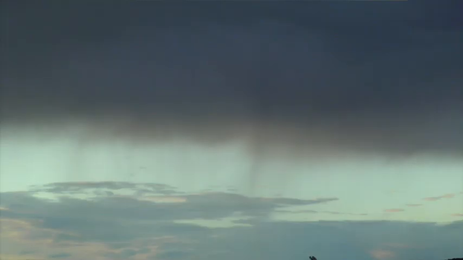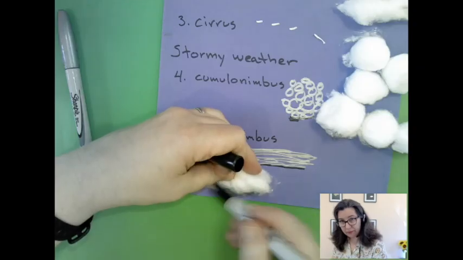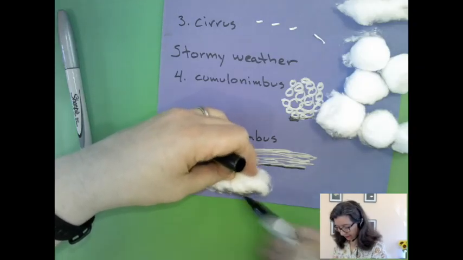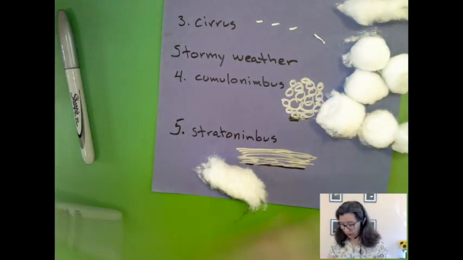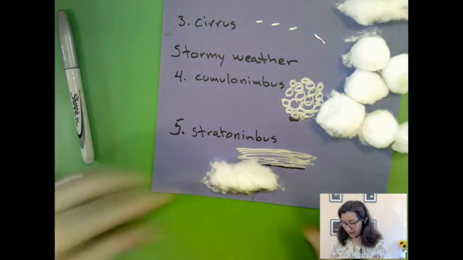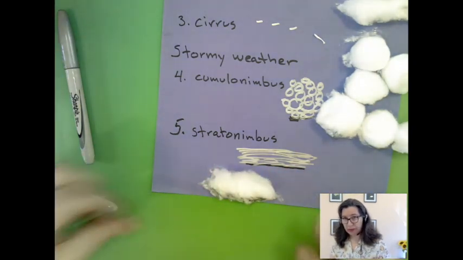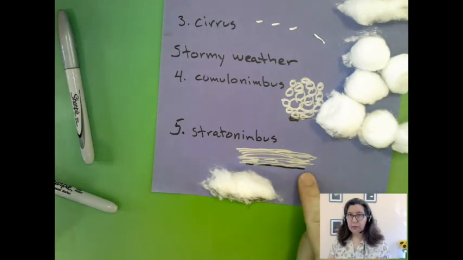They're so thick that they block out the sun. So if you look at them from below, they're dark. If you're using cotton balls or paper, you need to make a thick blanket, thick layer, and make it dark underneath. When you see this kind of cloud, Stratonimbus, it probably means rain is coming, rain or snow.